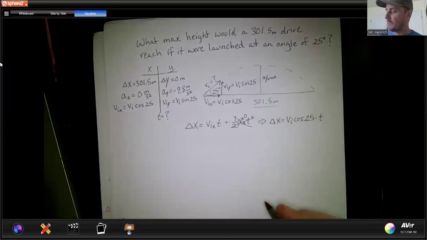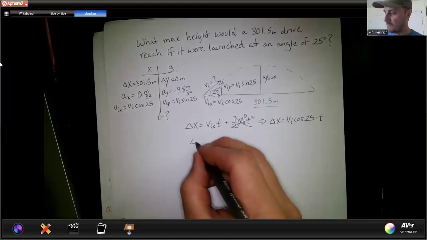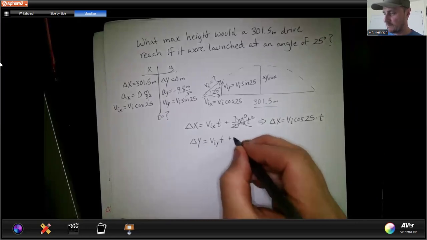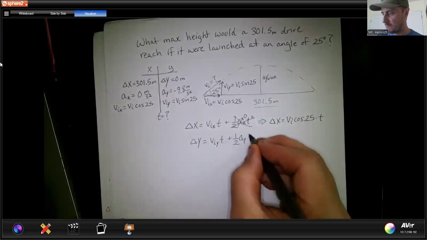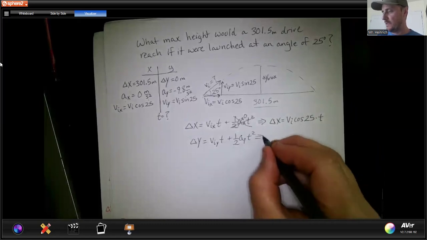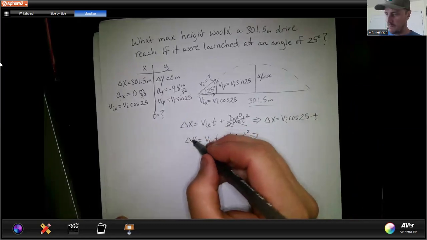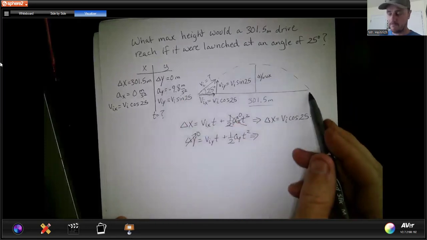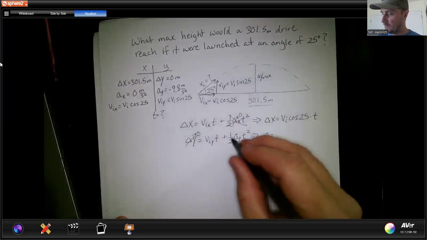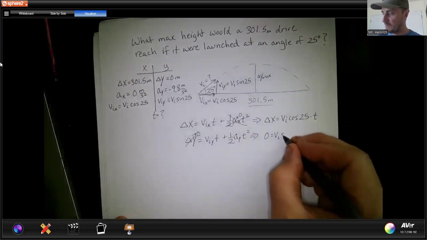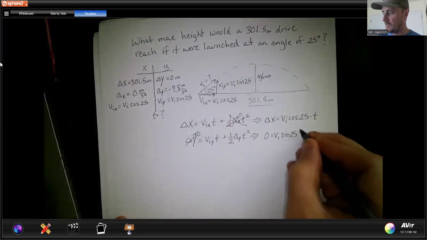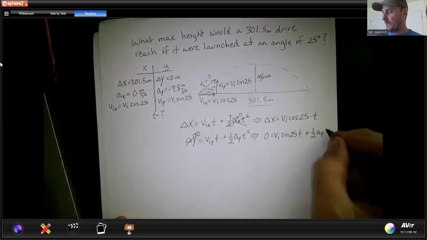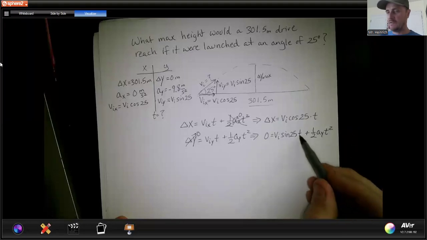Don't forget that part. And then I'm going to also express this equation in the y-axis. And if I'm going to simplify this one, this is 0. We said so. For the whole trip, it's 0. And so we get to say 0 equals, what's VIY? It's VI times the sine of 25 times t plus 1/2 AYT squared. Now, math teachers would do what here?